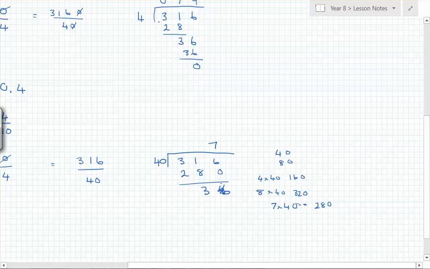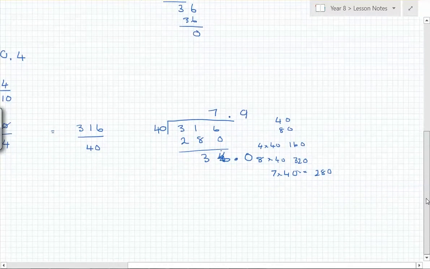40 into it doesn't work, so Amal? We put a decimal point and then a 0, and then do 40 into 360, which is 9. So we end up with 7.9. Now the question there is, could I have just done 316 divided by 4, which would be 79, and then divided by 10 because it's by another 10? We could have done that, couldn't we?